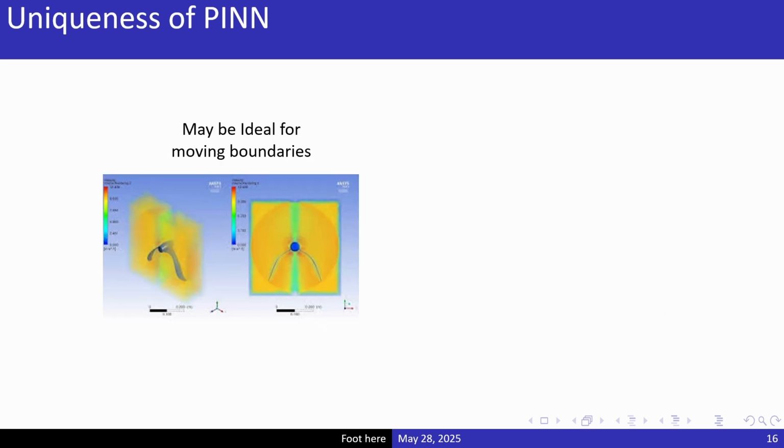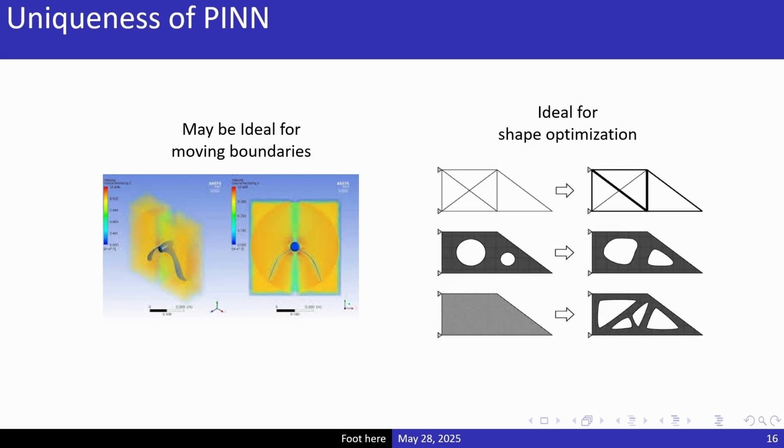And PINNs are ideal for moving boundary problems. Of course, this solution is from ANSYS Fluent, not from PINN. But this is one futuristic problem that can be handled using PINN. Of course, there are plenty of improvements required in PINN to handle this. But traditional methods may require remeshing every time, whereas in the case of PINN, that may not be required. So that's the inherent theoretical advantage of PINN over traditional methods. And we can even do shape optimization using PINNs.